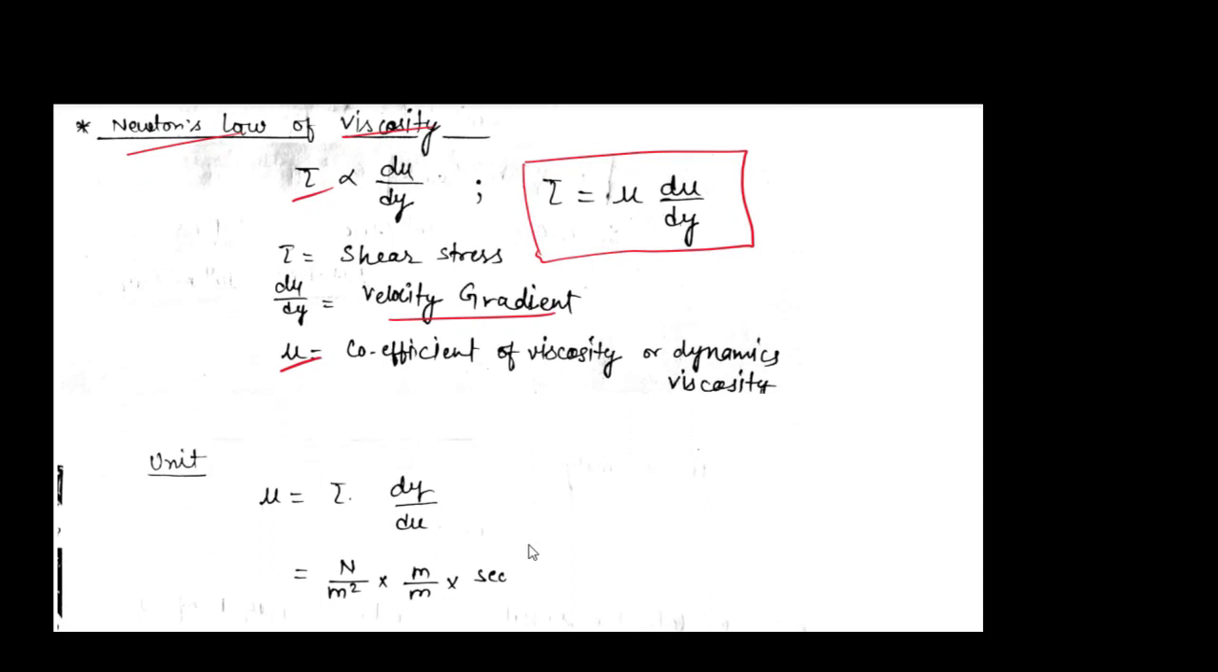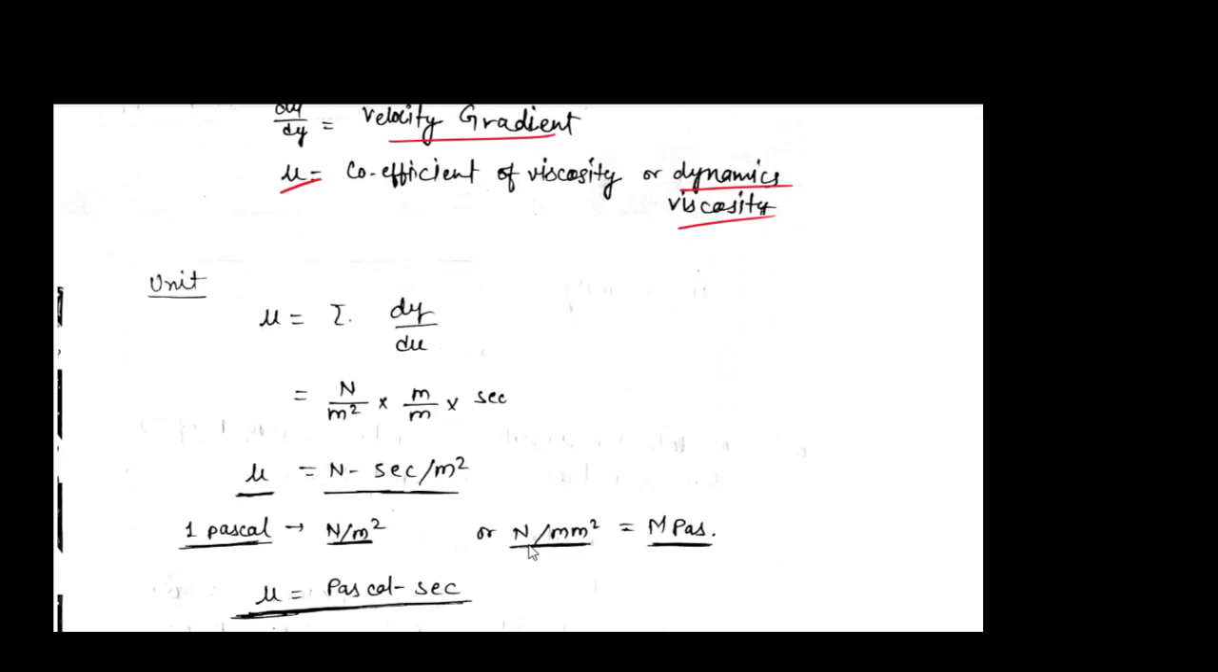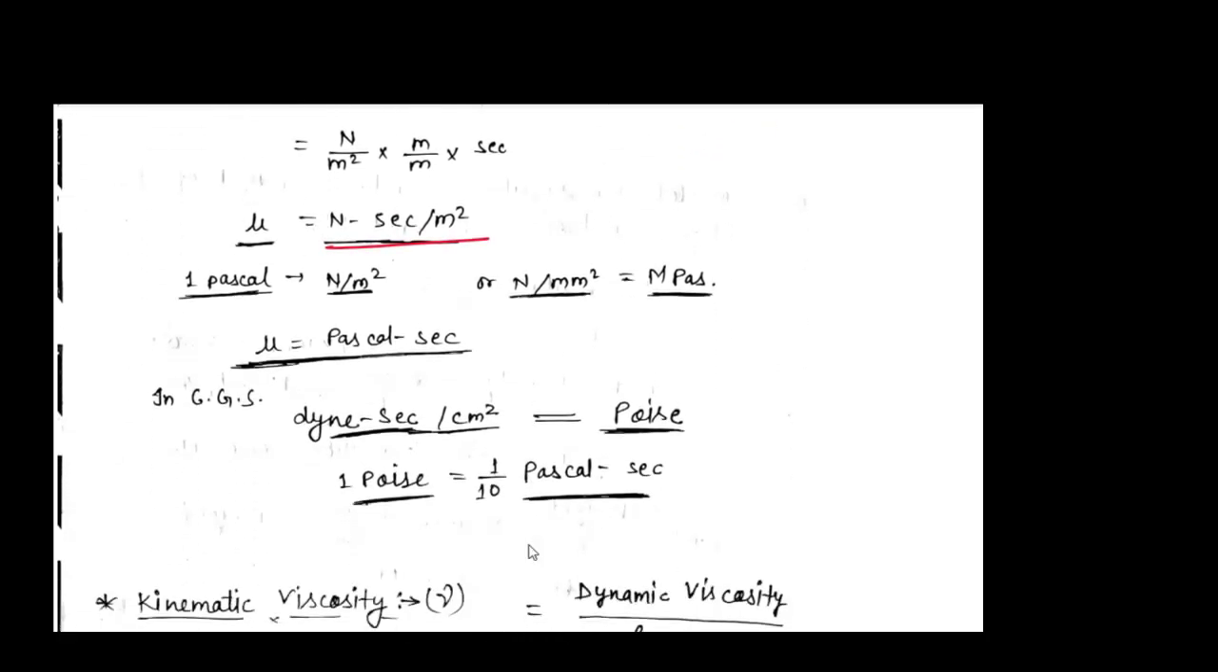Here mu is the coefficient of viscosity, also known as dynamic viscosity. The unit for mu is Newton second per meter square. It is also given in Pascal, so mu equals Pascal second. In CGS it is given in dyne second per centimeter square, which is called poise. So 1 poise equals 1 dyne second per centimeter square.